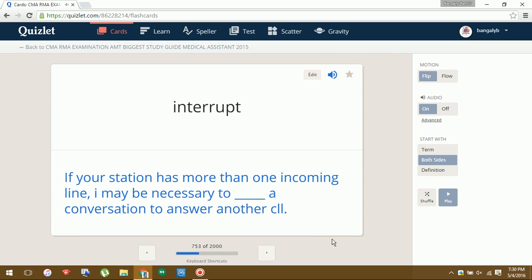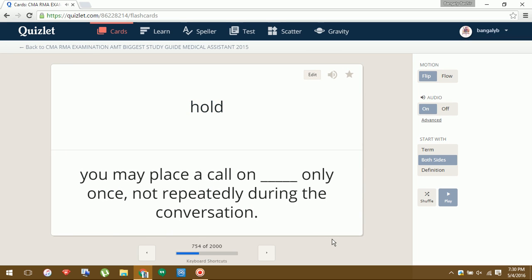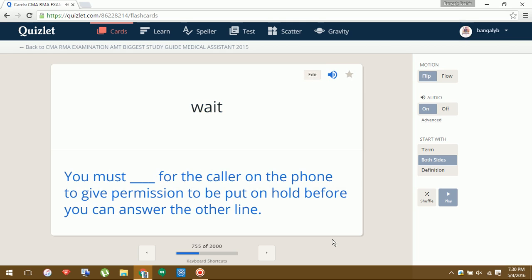Interrupt. If your station has more than one incoming line, it may be necessary to interrupt a conversation to answer another call. Hold. You may place a call on hold only once, not repeatedly during the conversation. Wait. You must wait for the caller on the phone to give permission to be put on hold before you can answer the other line.